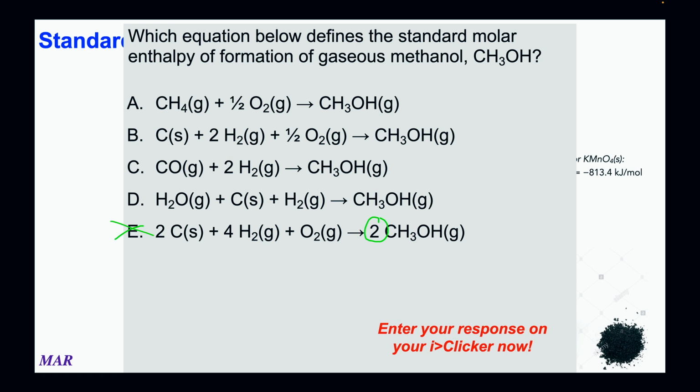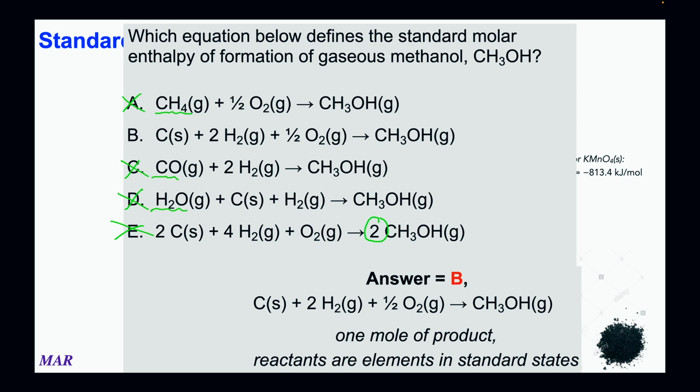Now, the other part, in addition to 1 mole of product, is you must have reactants as elements in their standard states, and that means no compounds. So H2O is a compound. That means D is not going to happen. In C, CO is a compound. Answer C is not right. And answer A has methane, CH4, another compound. That's not an element. Answer A is not right. So what this means is that answer B, by default, has to be the right answer.